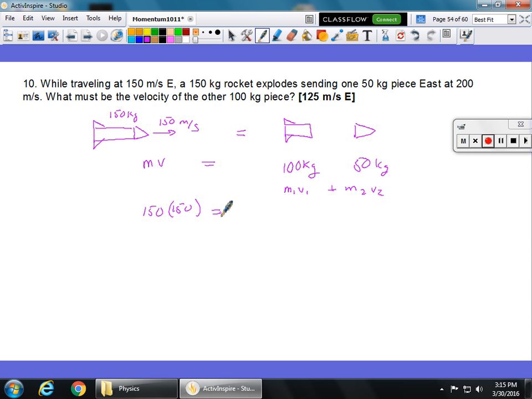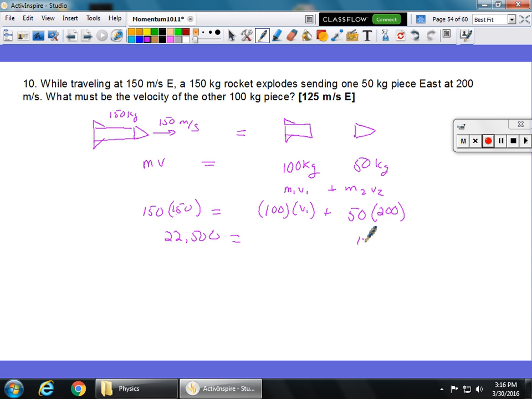It explodes. There's a 50 kilogram piece moving 200 meters per second to the east. So our 50 kilogram piece is traveling 200 meters per second to the east. That's positive 200. The rocket was going east over here, that's a positive 150. And we want to know the velocity of the 100 kilogram piece, so that we're only going to have one unknown variable here. Alright, so 150 times 150, we're going to get a number over here on the left. That is 22,500.